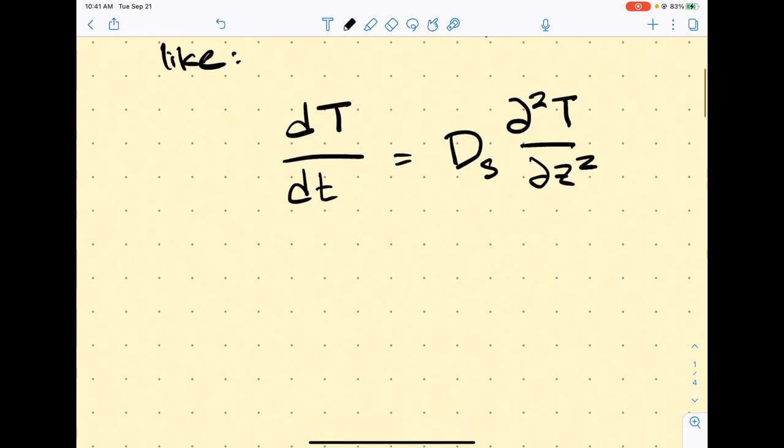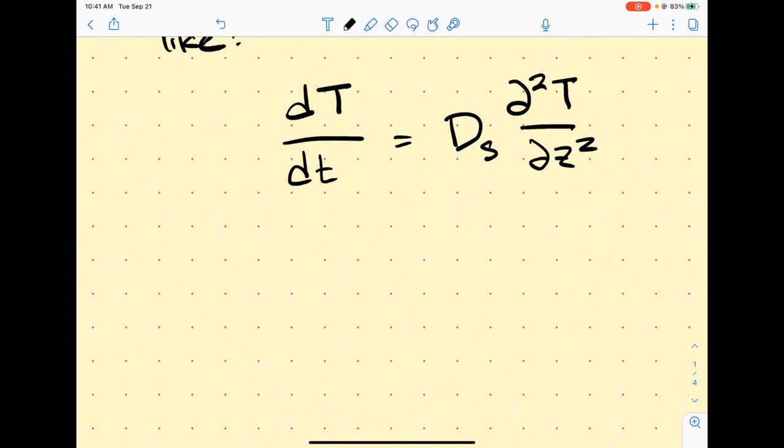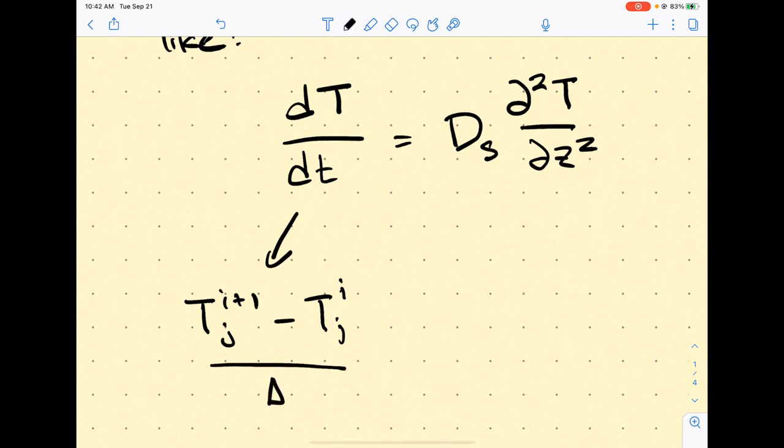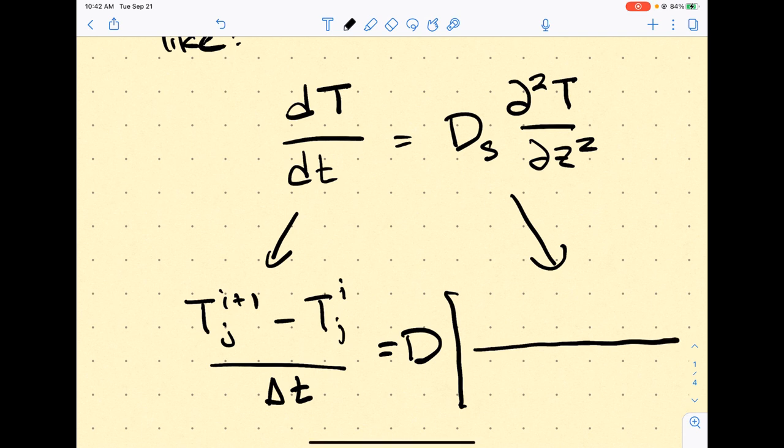And then just to recall what we did, we went through this process of breaking this problem up using a finite difference approach, and we broke up the time derivative and the spatial derivative, right? So the time derivative looked something like this: T at time i plus 1, location j, minus T at time i, location j, divided by delta t. It was equal to, right, and then we had this spatial derivative, so the constant got pulled out. On the bottom here, we had a delta z squared.